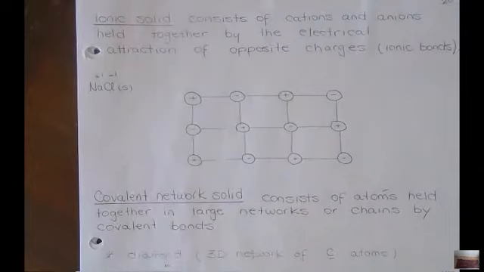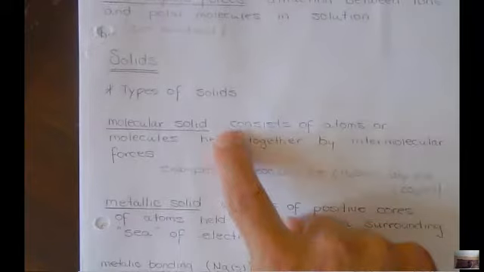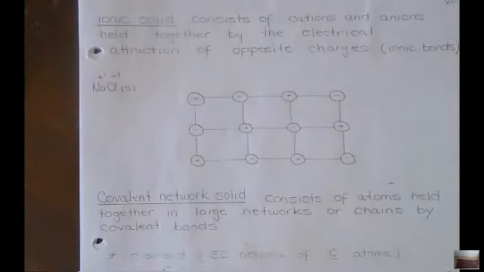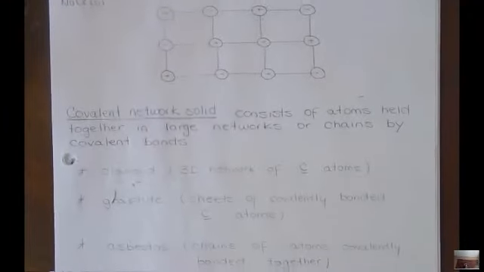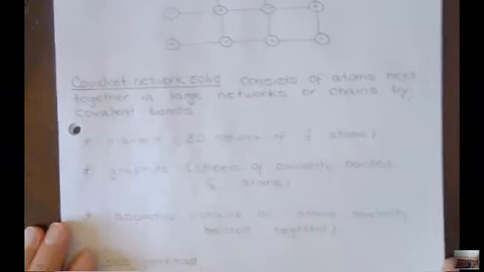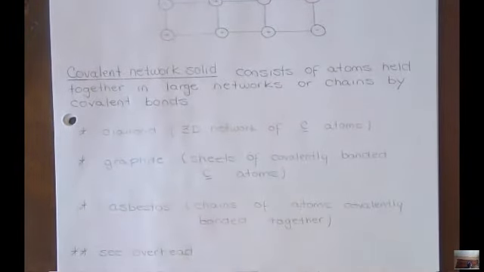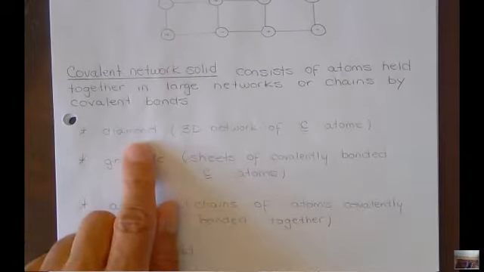So let's just review quickly. What do we have? Molecular solids, metallic solids, ionic solids, and covalent network solids. Covalent network solids are by far the strongest. They are one giant molecule. They consist of covalent bonds from one end of the molecule, pretty much, all the way through to the other end of the molecule. The greatest example is diamond.